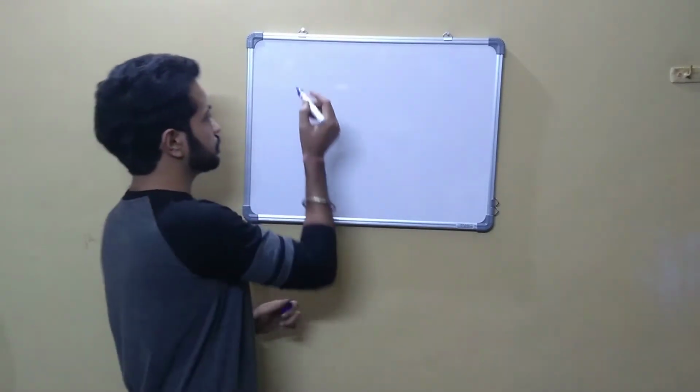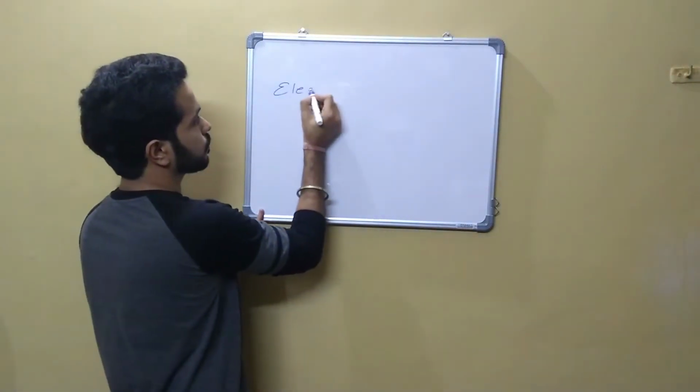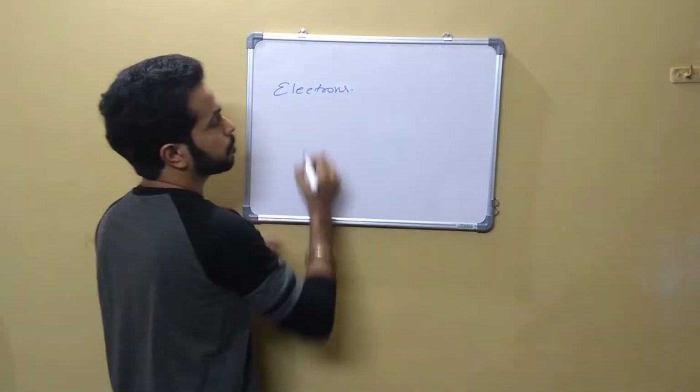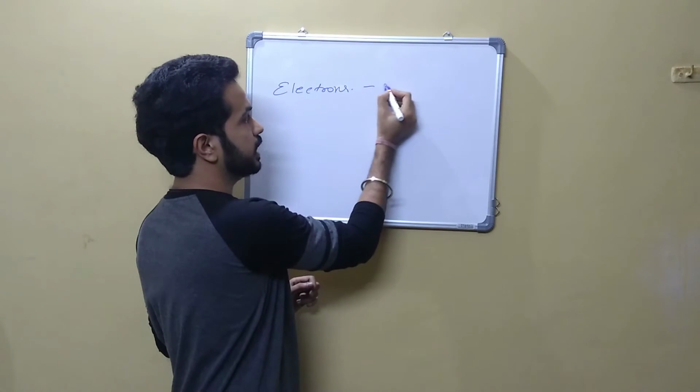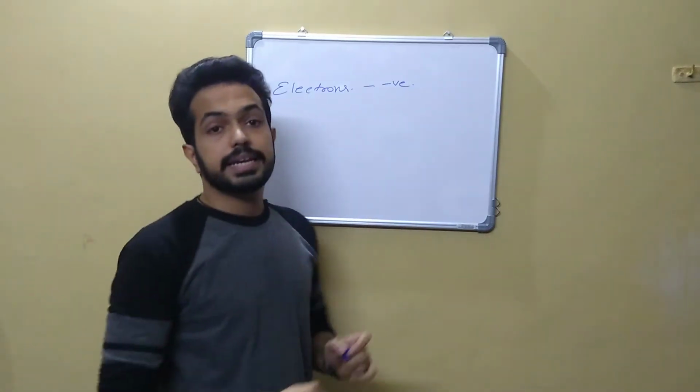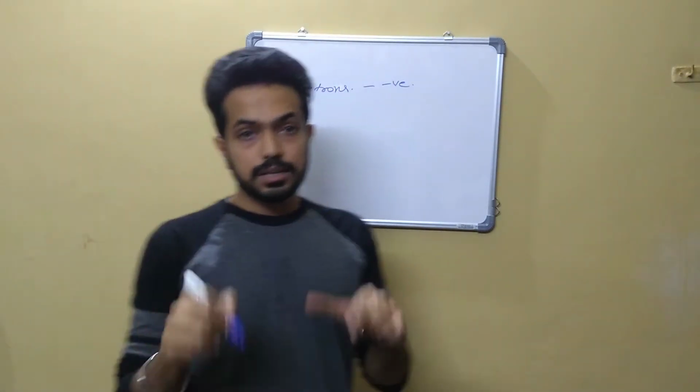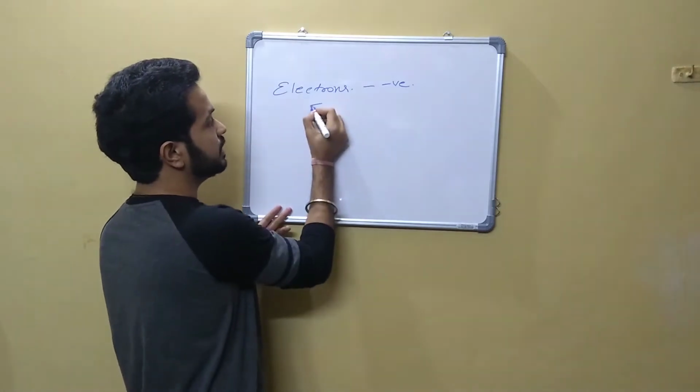So electrons, which are present in every substance, are negatively charged. So they are a charged body and they have negative charge on them. So in today's topic we'll talk about electric current.